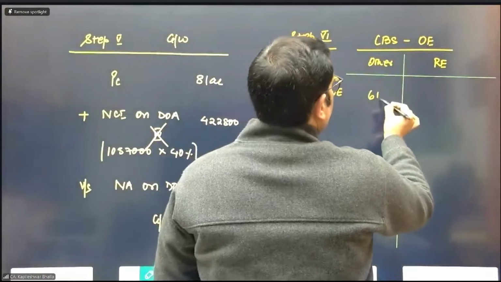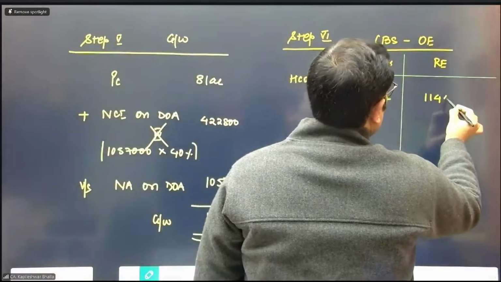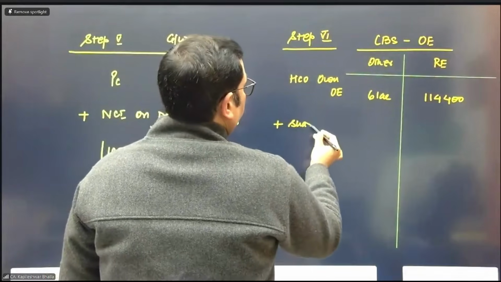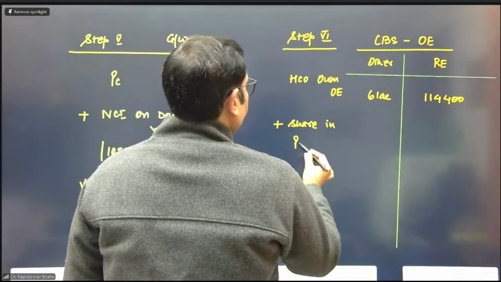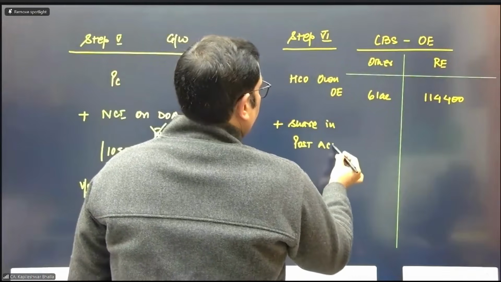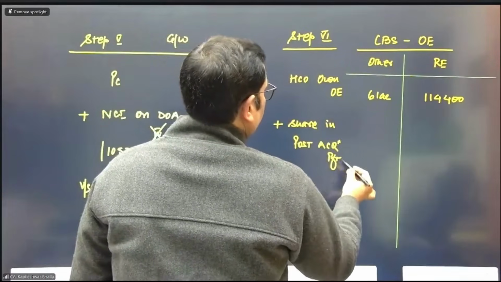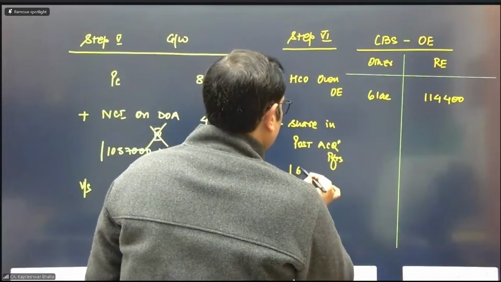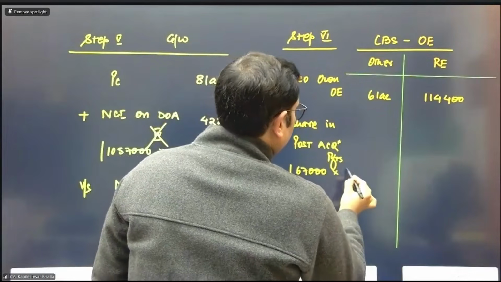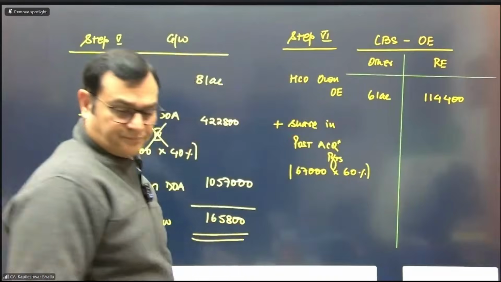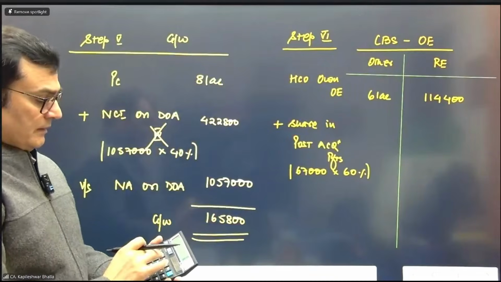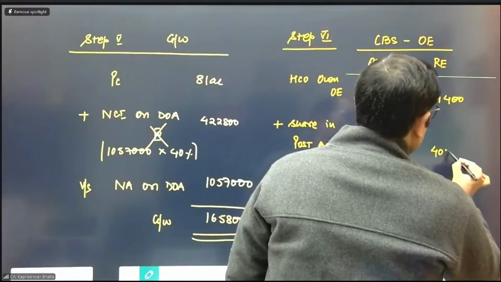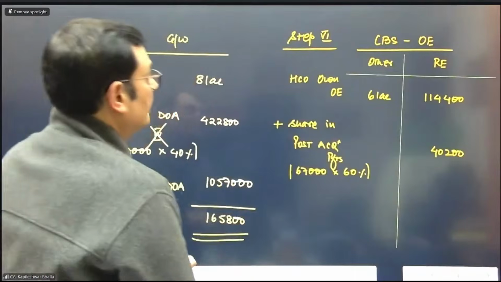So other reserves is 6 lakh and RE is 1,14,400. To this, we add the share in post-acquisition profits. The share in post-acquisition profits, I guess, was 67,000 into 60%. That works out at 40,200.